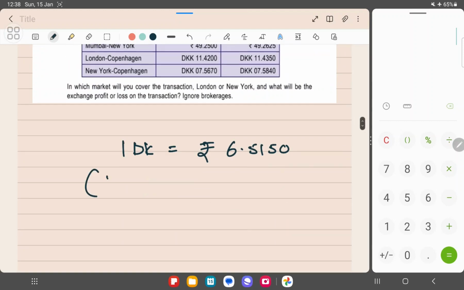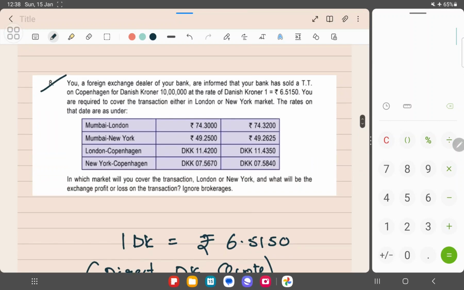Right, this is a direct DK quote in India. Okay, a direct DK quote because DK is in standard currency. Then you are required to cover the transaction either in London or in New York market. The rates on that date are as under.